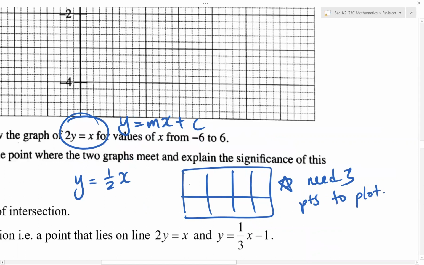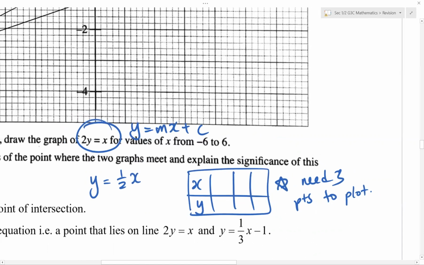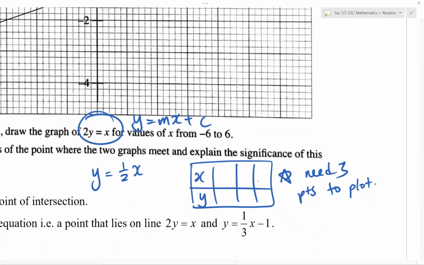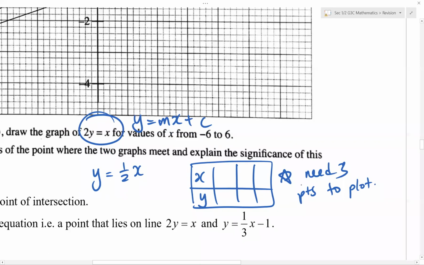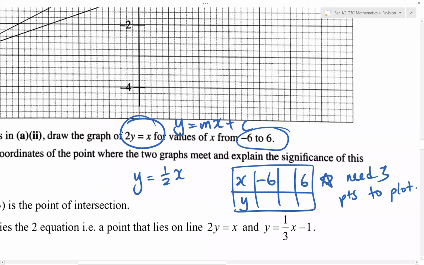So my table, x and y, then I've got blanks for 3 sets of coordinates. So they mentioned that you have to draw from -6 to 6. You have to show the endpoints. What will you choose in the middle? You want to make life easy or difficult for yourself? Easy, right? Put 0. So get the table. y equals half of x. So -3, 0, and 3. Show me the 3 plots on the graph. Join.